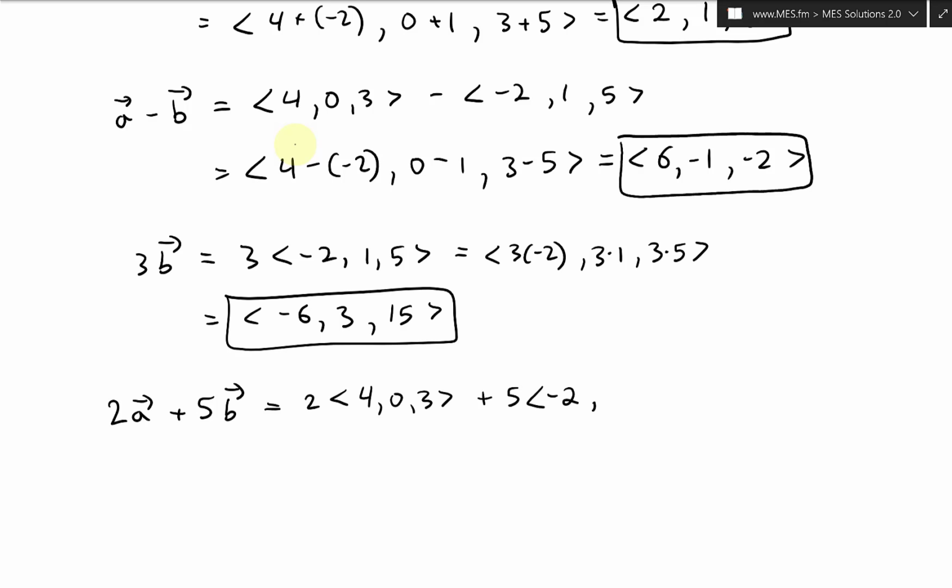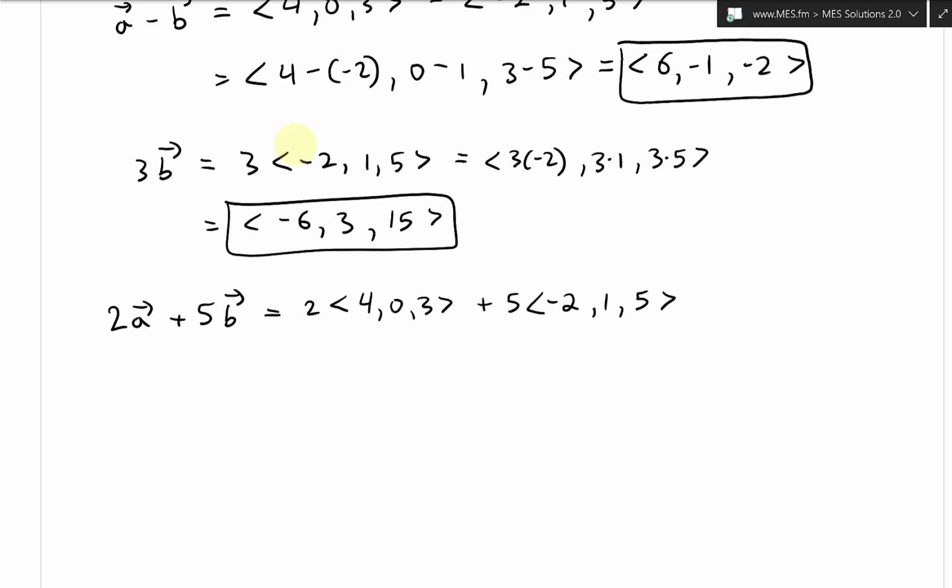Negative 2, 1, 5. All right. Multiply this inside. This is going to be, well, 2 times 4. Or instead of just writing that, the calculus book just skips it all and writes it straight up. So 2 times 4 is 8. 2 times 0 is 0. 3 times 2, or 2 times 3, is 6.